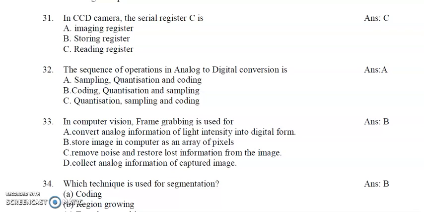33. In computer vision, frame grabbing is used for A. Convert analog information of light intensity into digital form, B. Store image in computer as an array of pixels, C. Remove noise and restore lost information from the image, D. Collect analog information of captured image. So the frame grabber is a storage device. It stores image in computer as an array of pixels. So answer B is the correct answer.